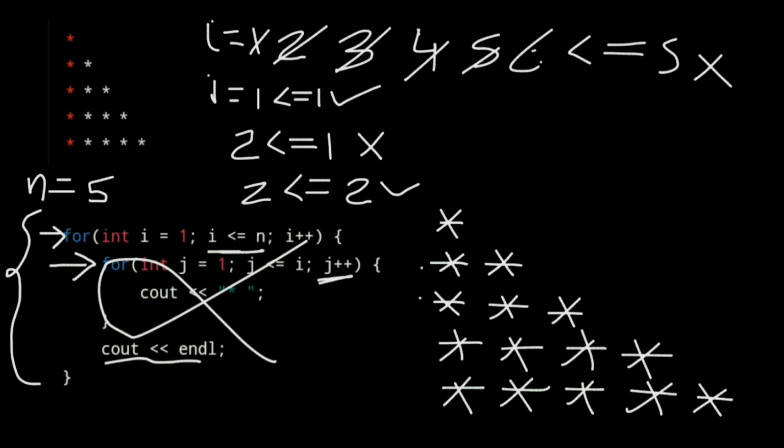In the first row we have 1 star, in the second we have 2 stars, in the third row we have 3 stars. The number of stars increases by 1 in each row, and it depends on the number n. Here we enter 5. You can also enter 7, 8, or any integer as you need.